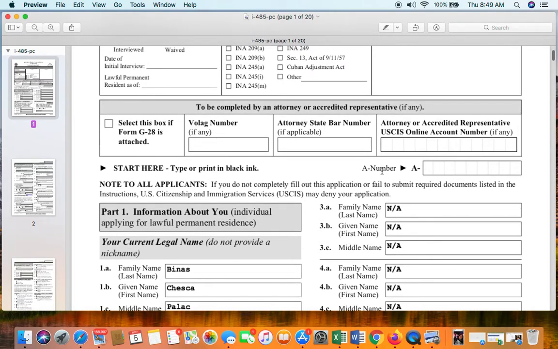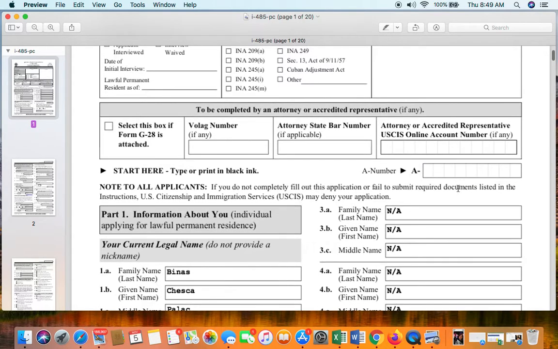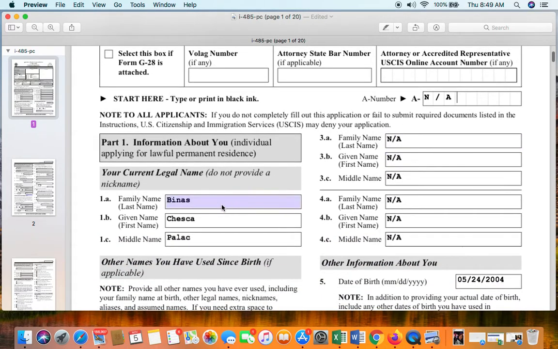And then it says right here, that is alien number. Since our K2 or derivative applicant doesn't have an alien number, you don't need to fill this up right here. And you could also put like NA. It means not applicable to your derivative applicant.